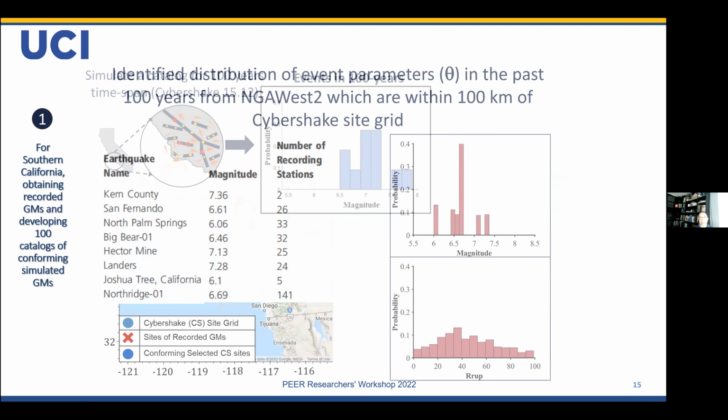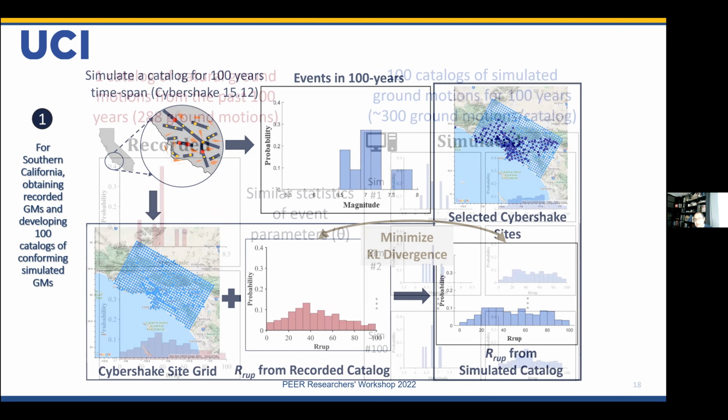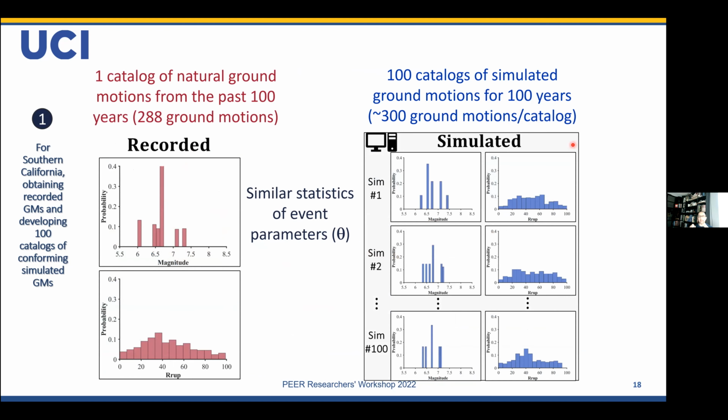And we generated, and I'm going to zoom through these, we generated 100 simulated catalogs that are equivalent to the recorded set. These catalogs of earthquakes for Southern California have similar distribution of magnitude, not the same, similar distribution of magnitude, and similar distribution of R-UP. So we want to show if this recorded set can be one of the simulated sets.